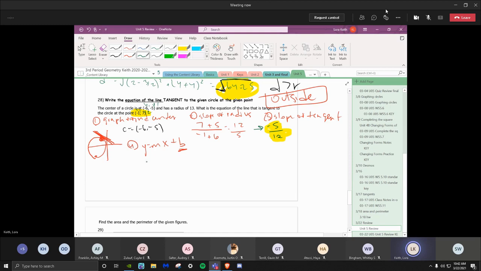So I plug in 7 for y, I plug in -5 over 12 for the slope, and I plug in x is -1. And then we're trying to find b. So I multiply these two, and then I move that over to the left-hand side, and I get b equals 79 over 12.